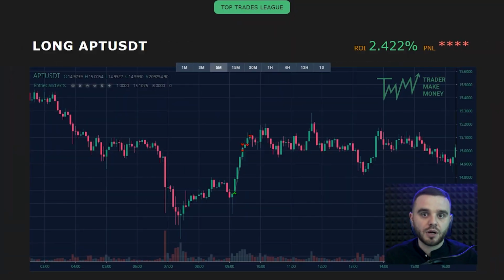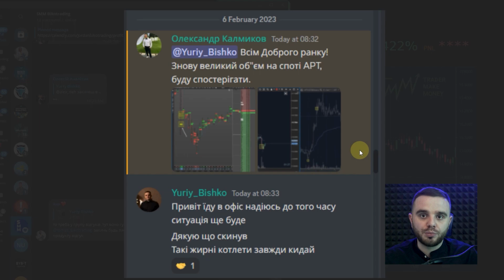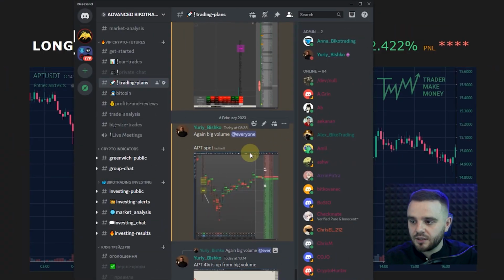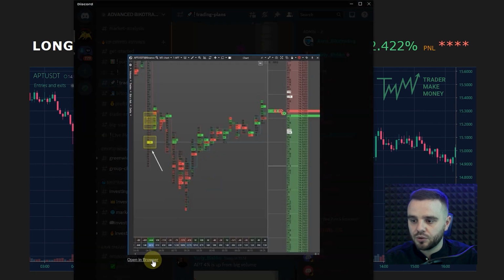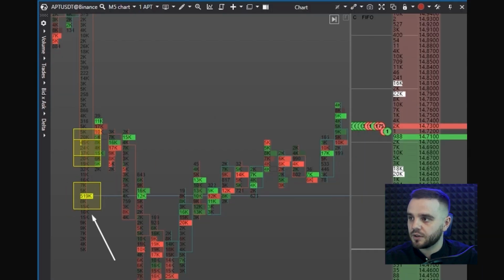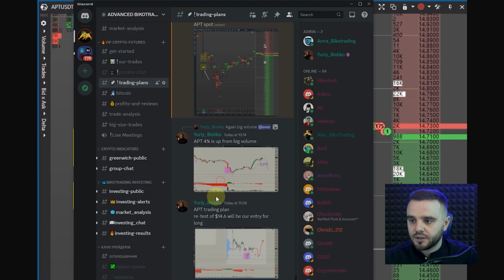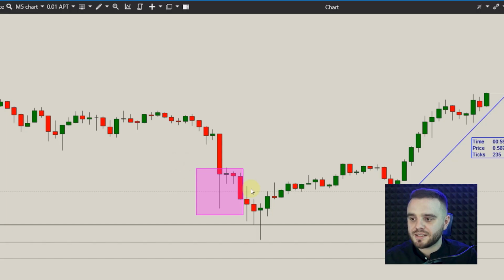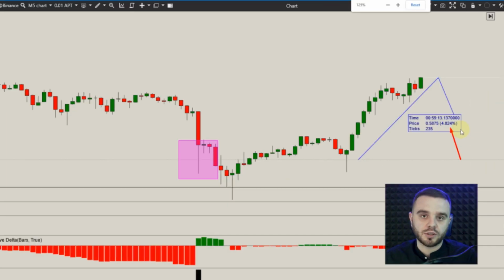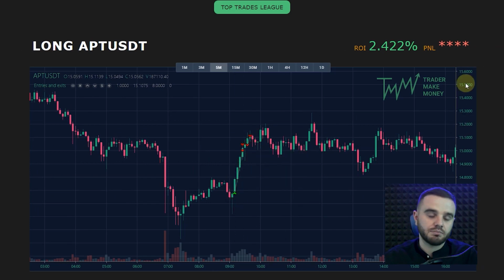The second trade was from a community member, who wrote to me that again significant volume appeared on APT. At that time I was on my way to the office. That's why I warned my community members, my people, that this significant volume appeared. Pay attention to this 519k. Price was exactly at this size. Within only 1 hour, pay attention, the price rose by 4% on this coin. And of course, our community members booked profit. Some of them booked more, some of them booked less.